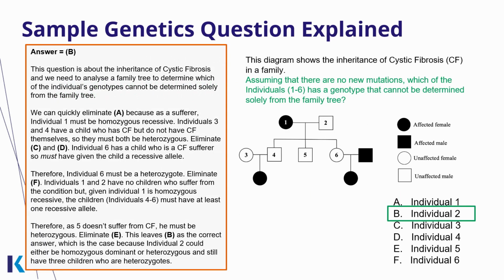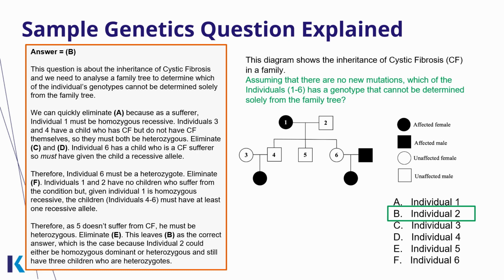The question is about the inheritance of cystic fibrosis, and we need to analyze a family tree to determine which of the individual's genotypes cannot be determined solely from the family tree. We can quickly eliminate A, because as a sufferer, individual 1 must be homozygous recessive. Individuals 3 and 4 have a child who has cystic fibrosis but do not have cystic fibrosis themselves, so they must both be heterozygous. Eliminate C and D.